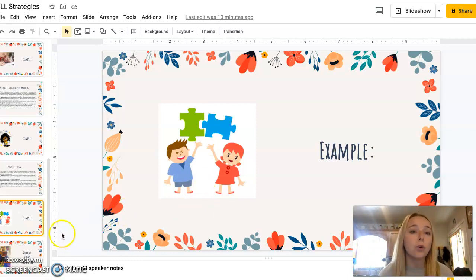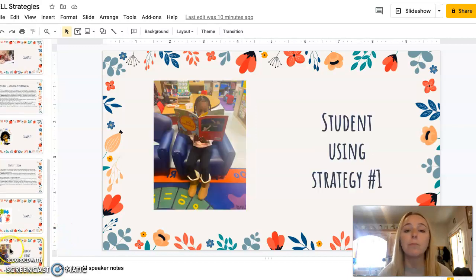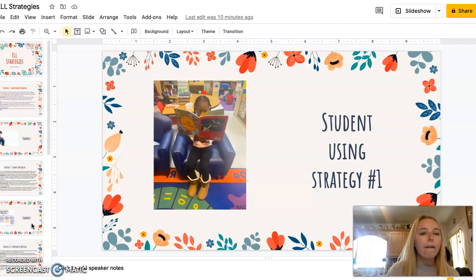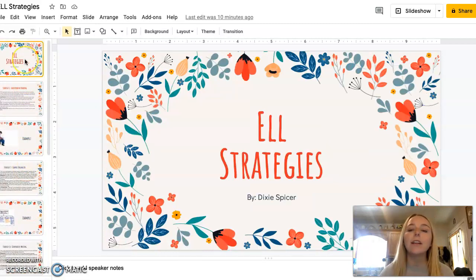I also put a picture in here of my student. She was using strategy number 1, which was independent reading, which, in pre-K, they can't really read, but she loves doing picture walks. So during small group time, I pulled a few of them aside, and she really did the best. She really enjoyed it. So this is my ELL strategies, and I had really fun researching it, and yeah.